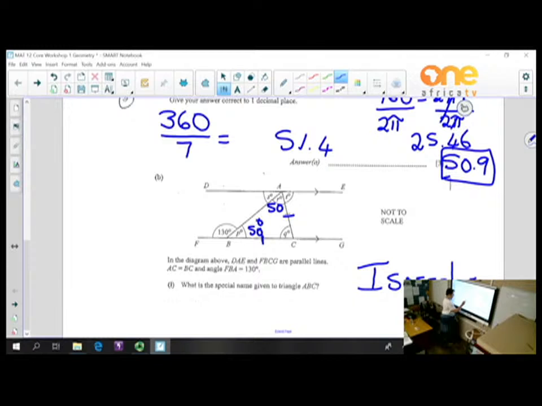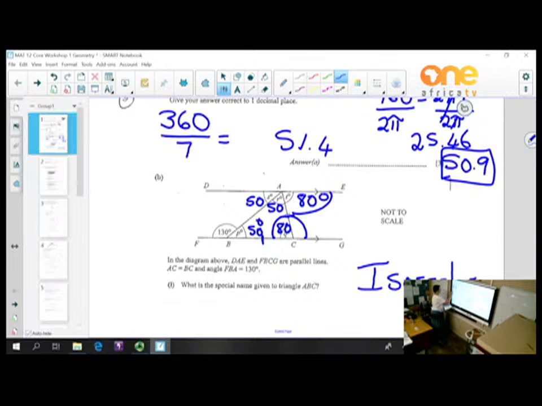P and S are alternating here, so this one is also 50 degrees. We've got a straight line here. If this is 100, it means T is going to be 80 degrees there. And here in the triangle, working with alternating angles, this one is also 80 degrees. So those are then the sizes of all the angles.